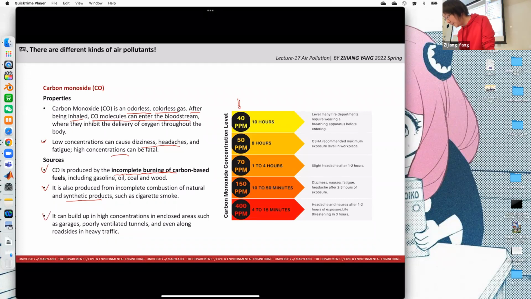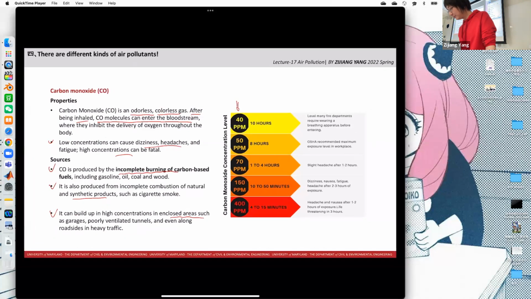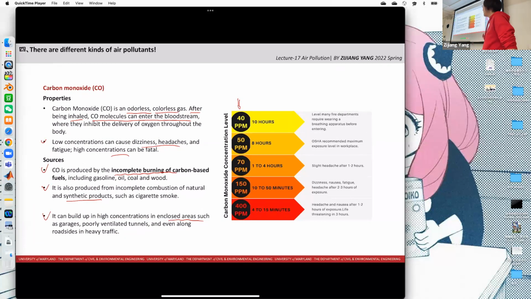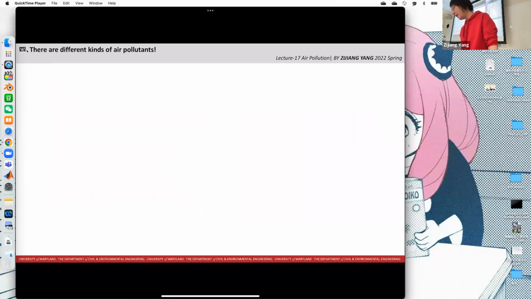And it can build up in high concentrations in enclosed areas like garages or poorly ventilated channels, and even along the roadside in heavy traffic. So these places may be contaminated by carbon monoxide. So we should avoid staying in these places for a very long time.